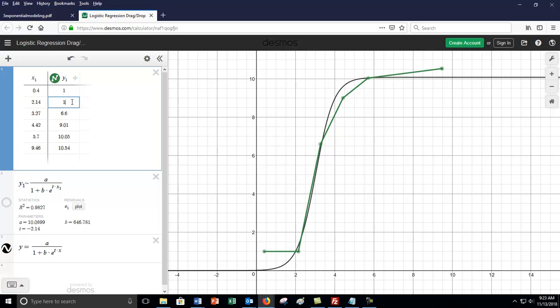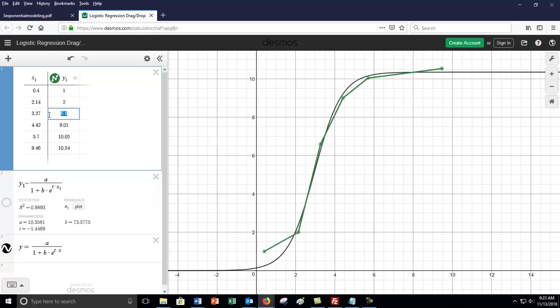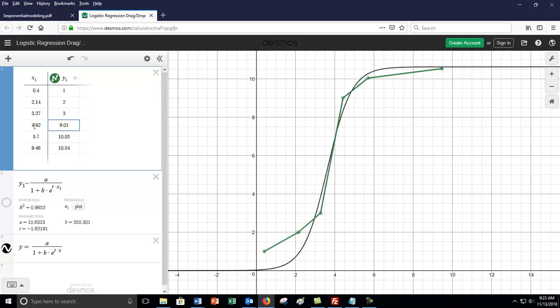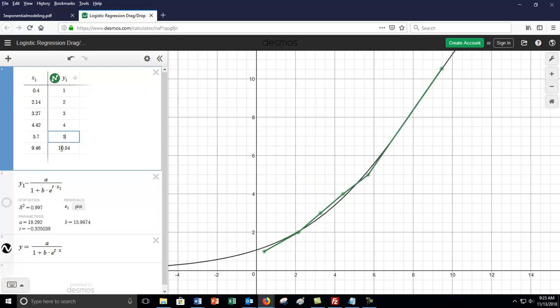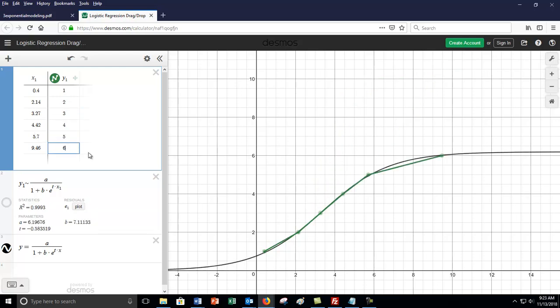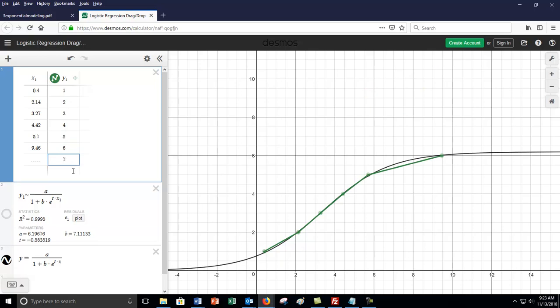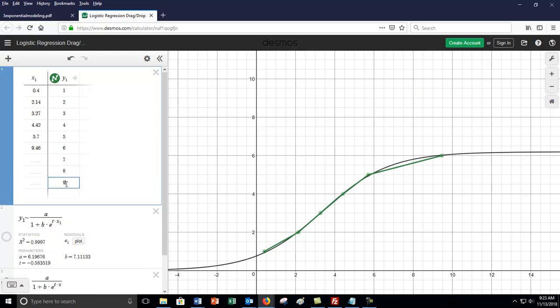Let's see if I can do this. Oops. 2, 3, 4, 5, 6, 7, 8, 9. Okay, beautiful. Now all I gotta do is go back and put the years in. Let's go look at that.